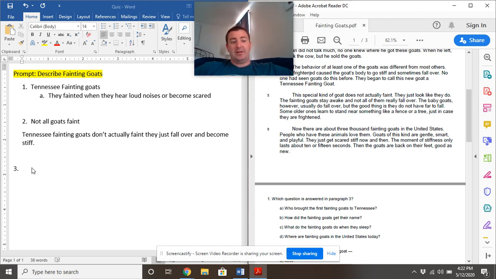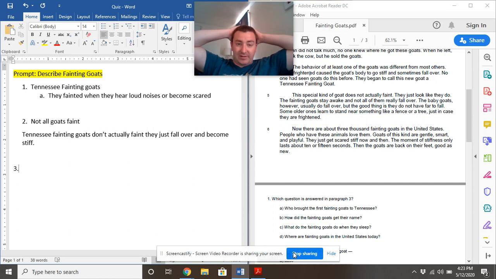Okay, so this is a good bit of information. You only have one paragraph here to kind of sum up the article. Go ahead and why don't you finish your article with something to describe these goats from paragraph 6. So I'm going to do that right now.